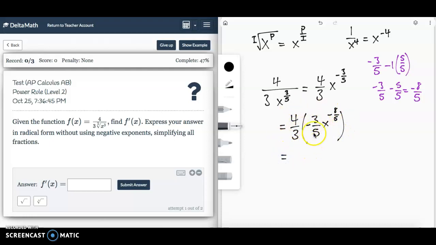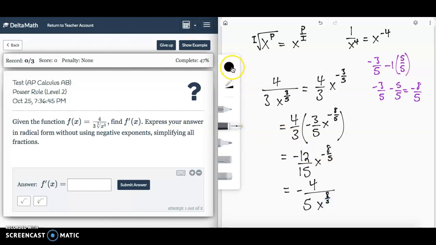And then we're going to simplify that. Multiplying fractions, you go straight across. So 4 times negative 3 will give me negative 12 over 15, and then we'll have to reduce that probably. x to the negative 8/5. And it wants my answer in radical form without using negative exponents. Okay, we can do this. So negative 12/15 would reduce to, what's that, negative 4/5. Yep. And I'm going to move this guy back down to the bottom.